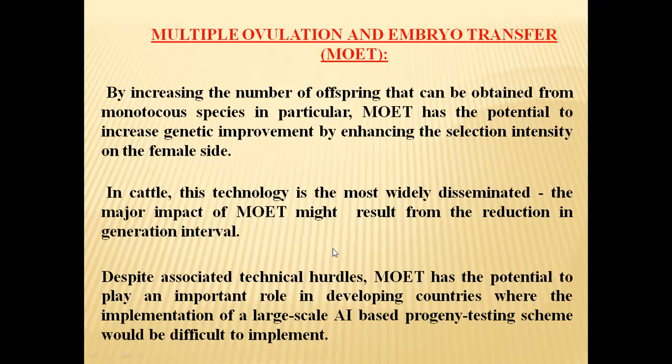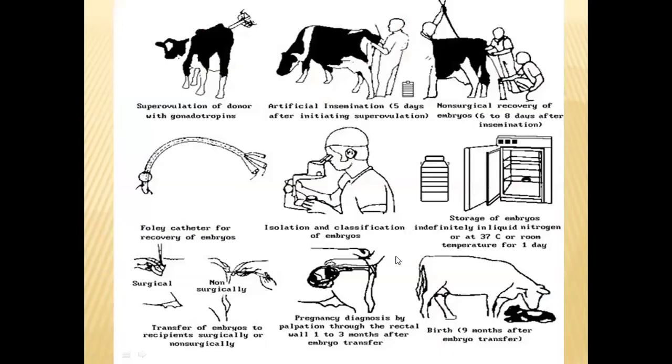There are many problems in doing this multiple ovulation and embryo transfer method, even though MOET has the potential to play an important role in developing countries. In these developing countries, implementation of a large-scale artificial insemination based on a progeny testing scheme would be difficult. Artificial insemination requires progeny testing, so if we want to conduct artificial insemination on a large scale, the progeny testing scheme becomes difficult. In such cases, MOET is very useful in developing countries.